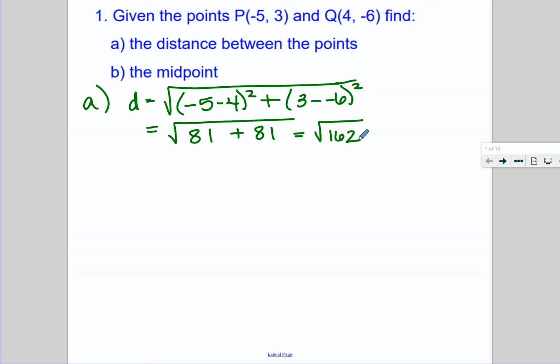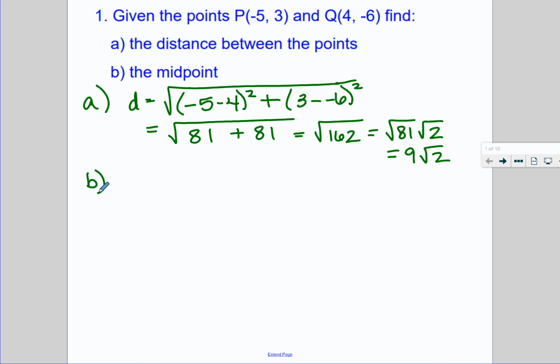Do you guys know a perfect square that divides evenly into 162? Maybe? Think about how we got that 162. 2 and 81. Yeah, 81 and 2, which means it reduces to 9 rad 2. And then you want to leave your answer like that. No decimals on your test unless the decimals are exact.